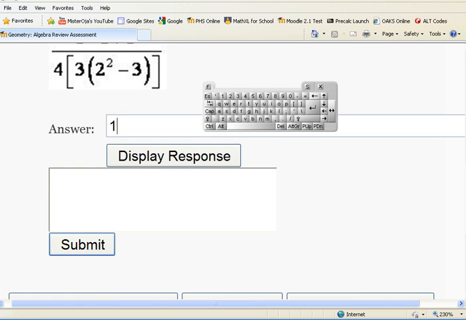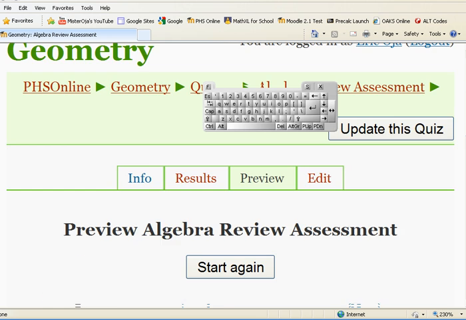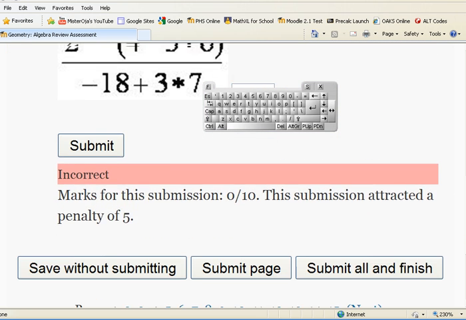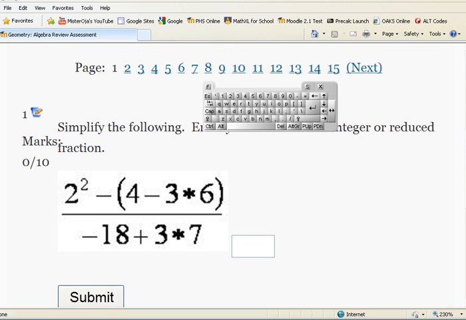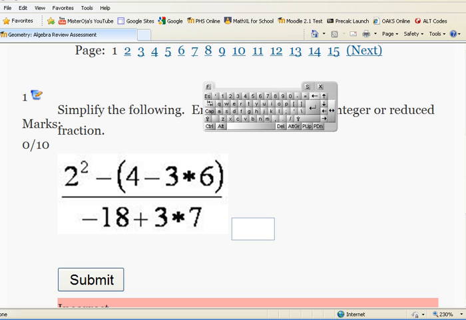Just make sure. Uh-oh. What happened? Oh, that's a different problem. No wonder. Okay, well, it would have been right. I'm not sure why I did that. Sometimes when I do it as a preview, it acts a little funny. But it was right. That was definitely right. Okay, moving on.